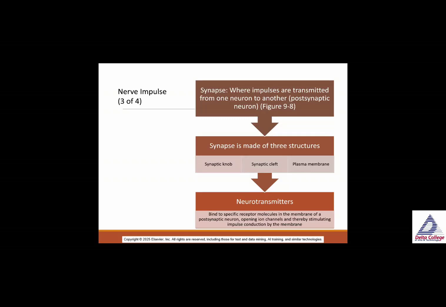So synapses. A synapse is where impulses are transmitted from one neuron to another, a postsynaptic neuron. And you can actually see this in figure 9-8. The synapse is made of three structures: the synaptic knob, the synaptic cleft, and the plasma membrane. There are neurotransmitters at the synapse that bind to specific receptor molecules in the membrane of a postsynaptic neuron, opening ion channels and thereby stimulating impulse conduction by the membrane.